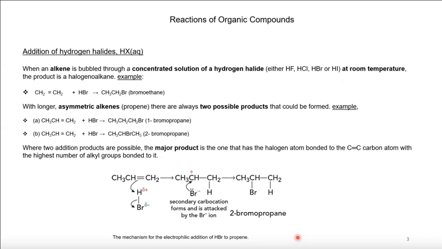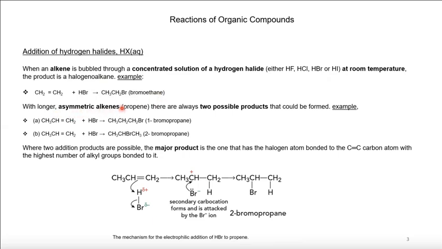Well, if we take HX, how does alkene react then? HX, which means hydrogen fluoride, hydrogen chloride, hydrogen bromide, or hydrogen iodide, is bubbled through at room temperature. Then we form halogenoalkane compounds. Halogenoalkane compounds are what we discussed in our earlier lecture. There is alkene, and if we take hydrogen bromide, we get bromoethane.